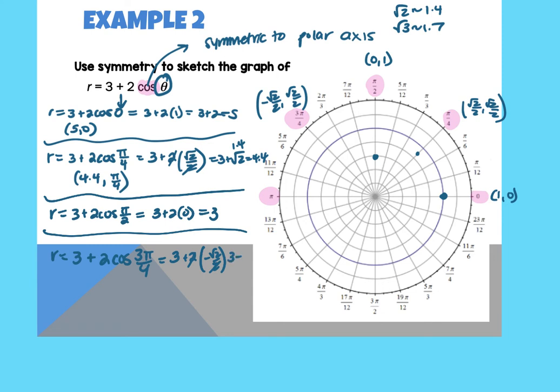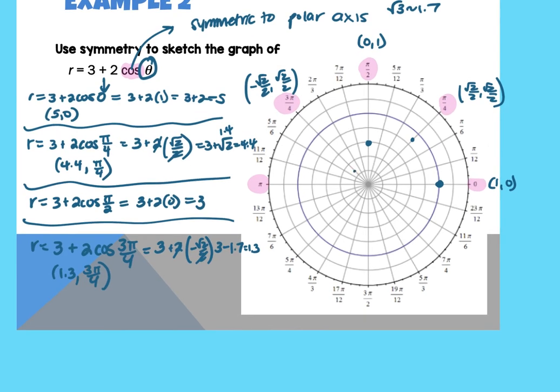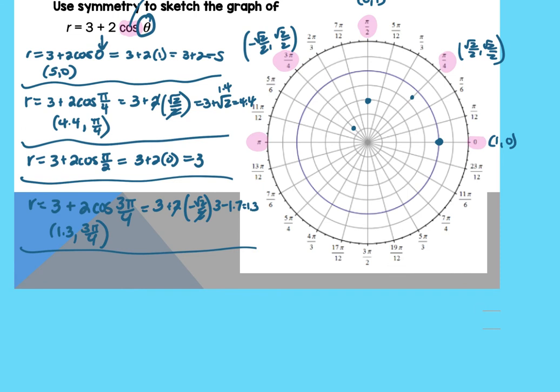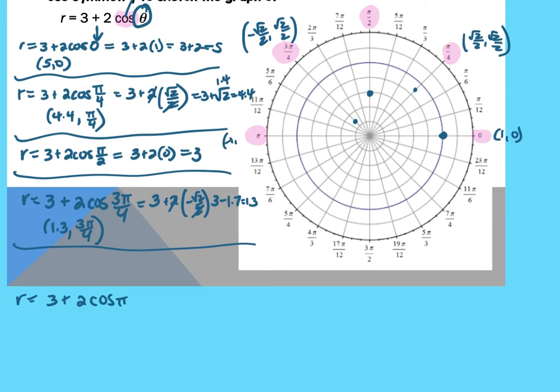So this is 3 minus, again approximating root 2 as 1.7, so this is 1.3, which is there. And then the last one we're going to plot by plugging in is pi. The coordinate point at pi is negative 1, 0. 3 plus 2 times negative 1 is 3 minus 2, which is 1.